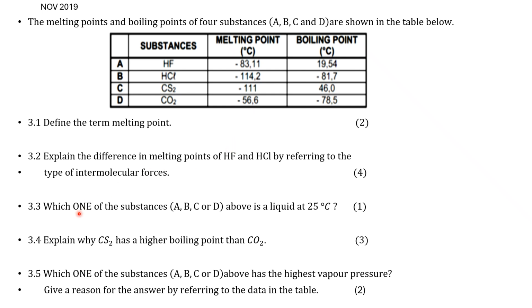Which of the substances A, B, C, or D above is a liquid at 25 degrees Celsius? Alright, so that means it's melted at 25 degrees Celsius. Alright, explain why CS2 has a higher boiling point than CO2. So there, why is that boiling point higher than this one? Which of the substances above has the highest vapor pressure? So highest vapor pressure, lowest boiling point. There looks like minus 81,7. Alright, so let's answer the questions. So you can attempt to answer it.